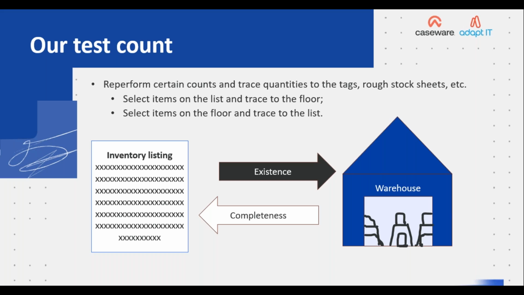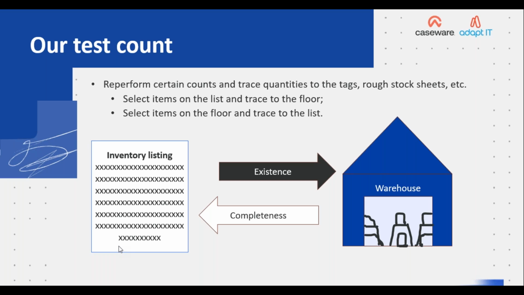So by selecting and tracing the items to the floor, you're looking at the list and you're tracing it back to the warehouse, you're testing existence. Does it exist? It's on the list. I want to check whether it exists. Is it really found in the warehouse? Do you have to open a box to check the tag? Do it.